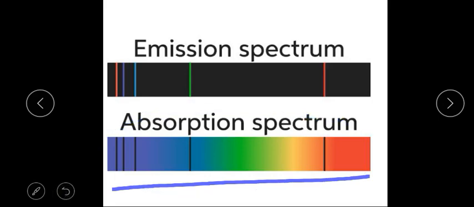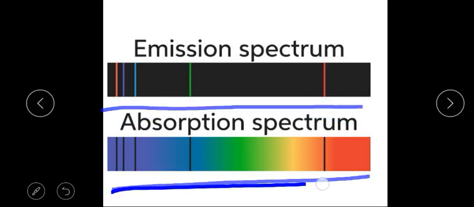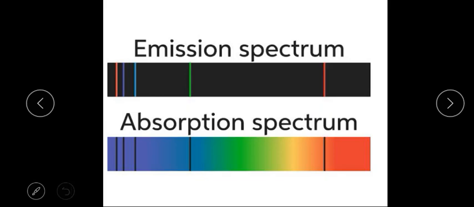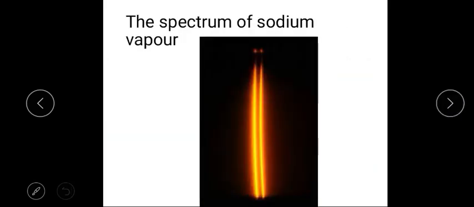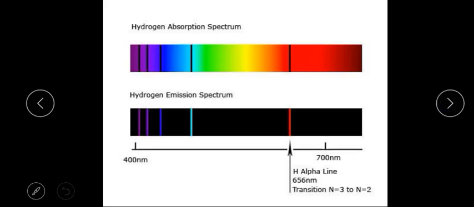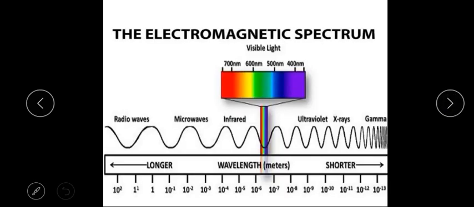Now in this topic we are going to discuss more about the line emission spectrum of the hydrogen atom. The spectrum shown here is the line emission and line absorption spectrum of the hydrogen atom, and we are going to discuss this in detail. One more important point we need to inform you about is the electromagnetic spectrum.